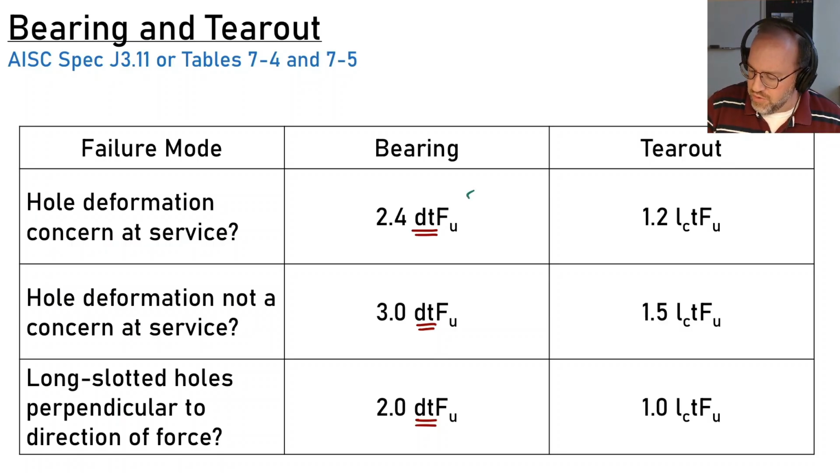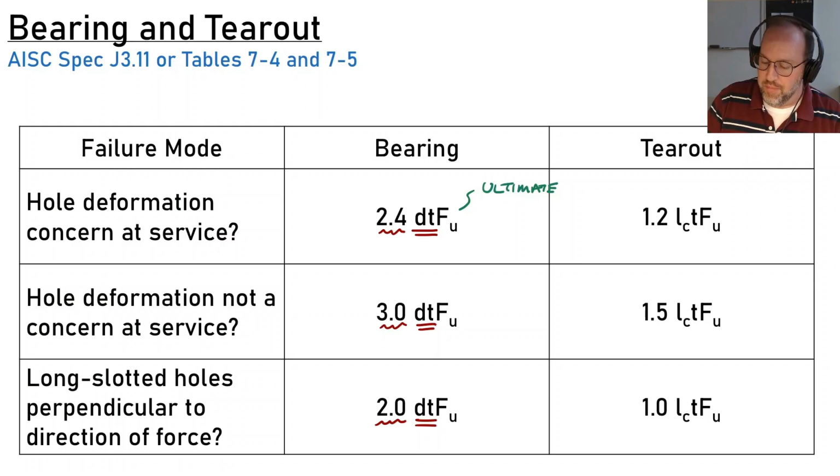And then Fu is the ultimate stress of the steel that it's bearing upon. And the difference between these three equations is just a factor: 2.4, 3.0, or 2.0. The first one is by far the most common. So is hole deformation a concern at service loads? Almost always this is going to be a yes answer. And so if that's the case, you're going to be using this first equation right here. If we really don't care about deformation of this joint at service level loads, then we can get a little bit higher capacity, but most of the time we can just do a conservative design with the first case.